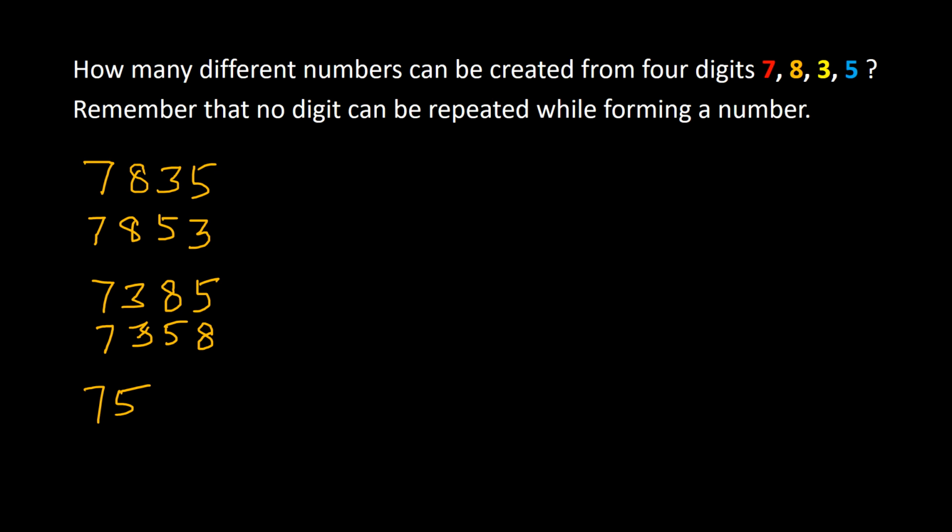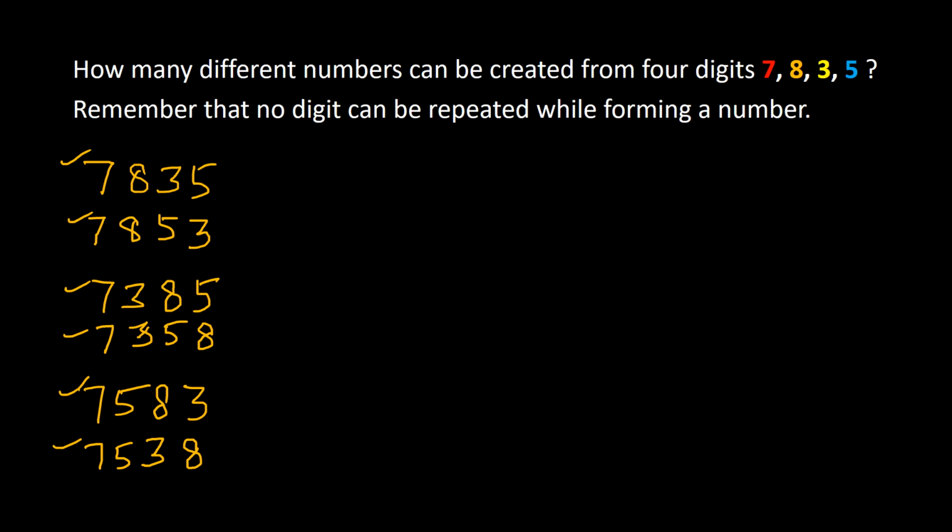Likewise, let us see when the first digit is 7, the second digit is 5, then the third digit can be either 8, or it can be 3. Now when the first three digits are 7, 5, 8, then the last digit can only be 3. Similarly, when the first three digits are 7, 5, 3, last digit can only be 8. So what we notice is that starting with the digit 7, we can form 1, 2, 3, 4, 5, 6. A total of 6 numbers can be formed.